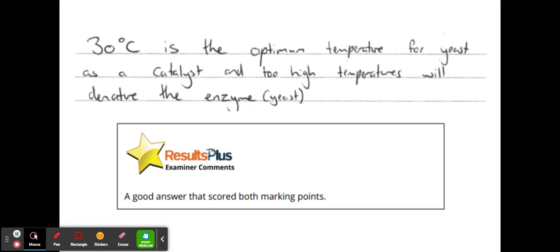Another student wrote, 30 degrees C is the optimum temperature for yeast as a catalyst, and too high temperatures will denature the enzyme, the yeast. This was a good answer and scored both marking points.